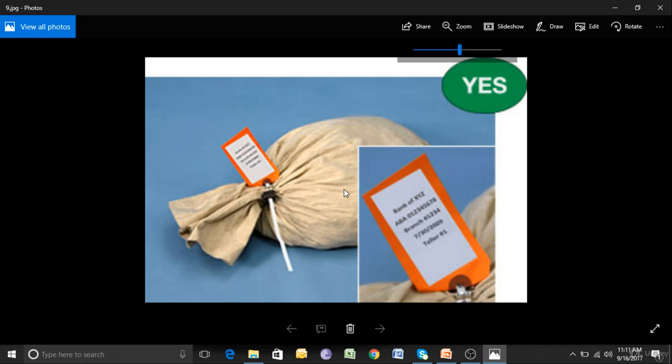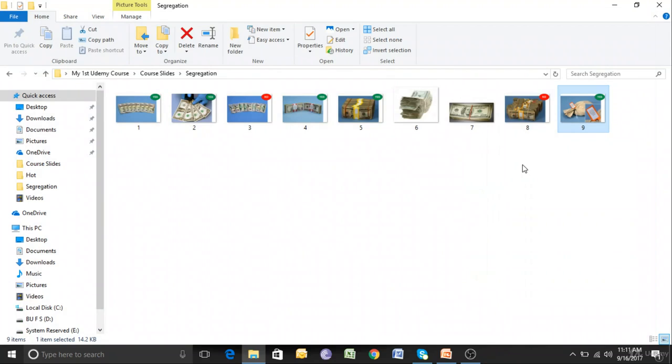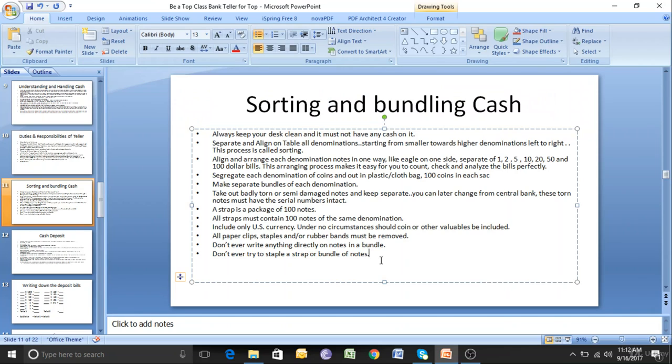You don't just do it in any other way, and not less than 100 notes. There are a few other things which are very important when you make the bundles. All the straps must contain 100 notes of the same denomination. It should not be less than 100, it should not be more than 100. You don't make up a new rule, this is the rule you follow. Then it will include only US currency. You don't put any other currency inside, and you don't put coins inside these strap bundles of notes.